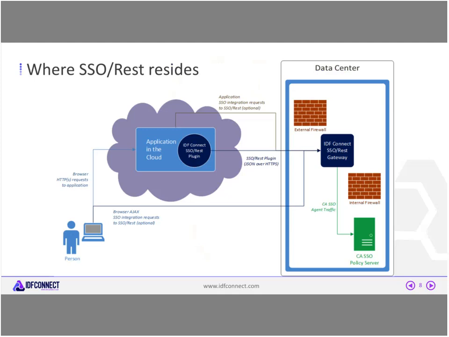So let's get down into the technical details of this. Where does this thing sit? The core components of SSO REST are divided fundamentally into two things. We have our SSO REST gateway, and the SSO REST gateway is the component that interfaces to SSO. It speaks SSO, the SDK, the agent API. It knows how to handle all of the intercommunication between the SSO policy server and your application.